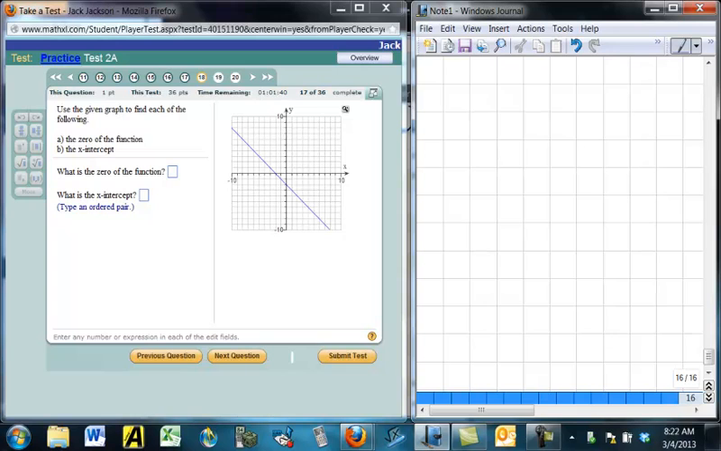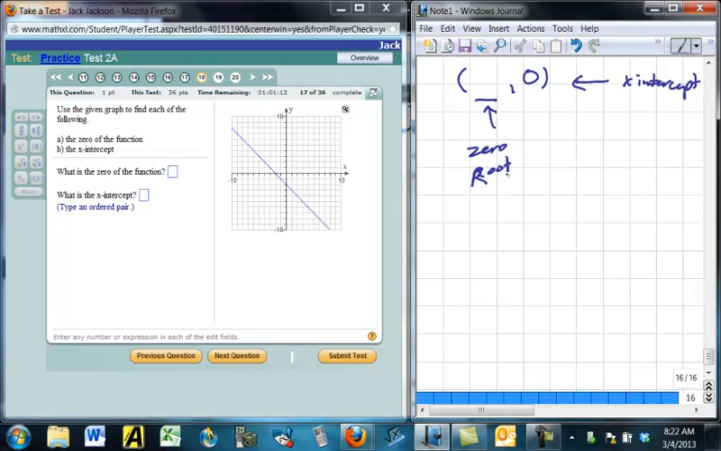Find the zero of the function. Now the zero of the function is when y is 0. And so the 0 is that coordinate. The ordered pair is the x-intercept. So a 0 or root of an equation is an x value that makes it 0. The x-intercept is actually not just a number, but rather an ordered pair.